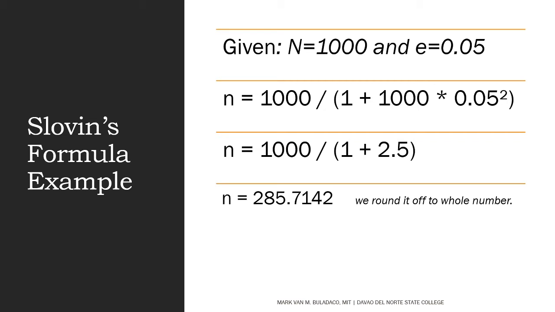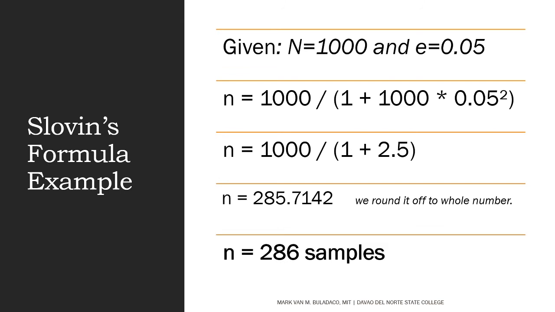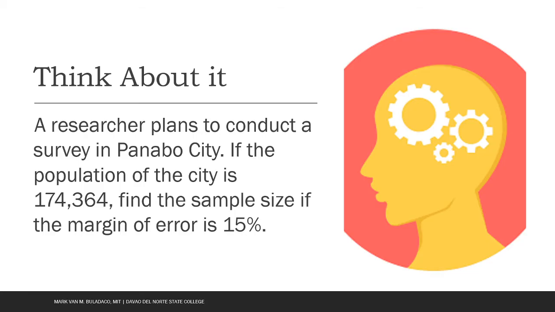285.7142. So we need to round it off to a whole number because there is no object or person with a fractional part. There is probably no such thing as 0.5 of a person. So we need to round it off to the nearest whole number. That means your sample size is 286.